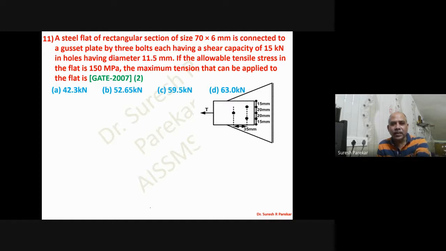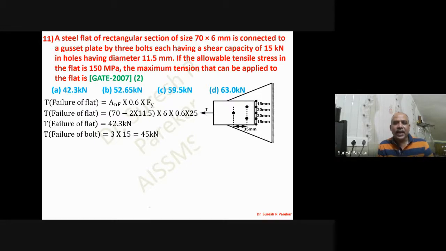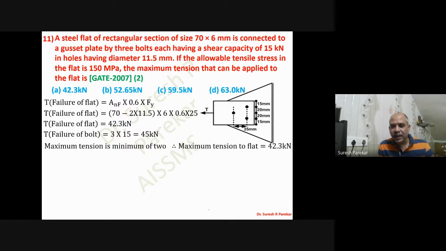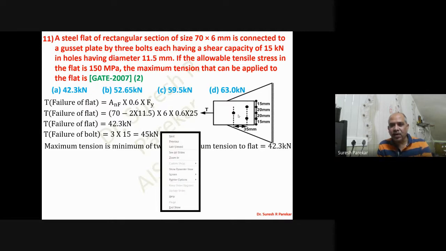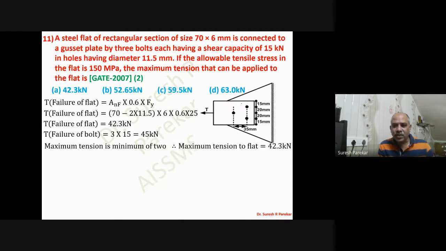Then we have a steel plate of rectangular cross section, and value is given 15 kilonewton, and we have to calculate the maximum tension that can be applied to the flat. So we have flat A_nf into 0.6 into Fy. So now we have (70 minus 2 into 11.5). So this will be critical section. You can take that critical section, that is 1-1 or 2-2. But we have to consider 2-2 because number of bolts are more in case of this 2-2. And then from this we will get 42.3 kilonewtons.